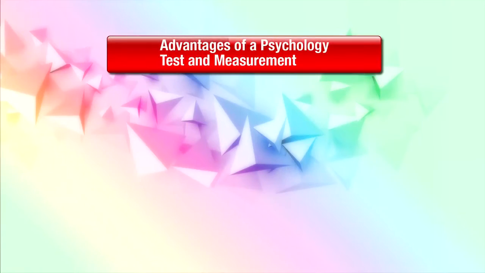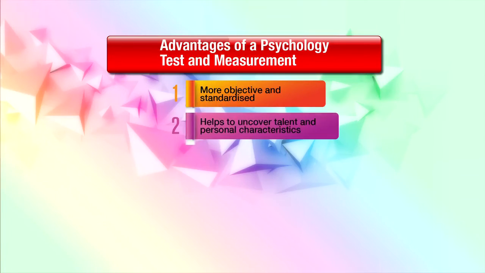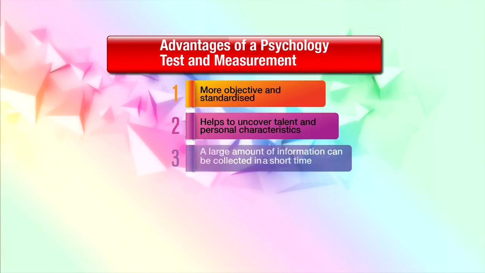Before we end, allow me to discuss some key points on the advantages and limitations of psychology tests and measurement. The advantages of psychology tests and measurement are: first, they are more objective and standardized. Therefore, psychology tests are less subject to bias. Second, they help to uncover talent and personal characteristics that may be otherwise overlooked. Third, a great amount of information can be collected in a relatively short period of time by using tests.